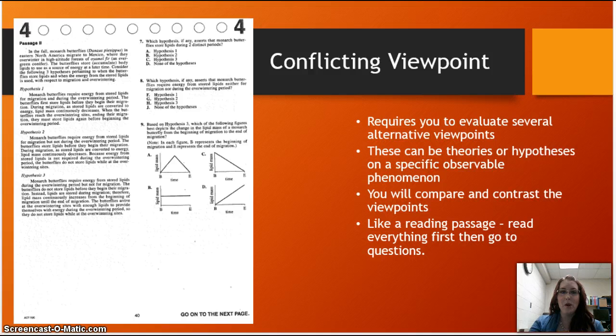Here's a conflicting viewpoint. Now, this is the hardest one. There's only 1 of these of the 7, and for one reason. You do not see a graph or a data table here. This is like a short reading passage. You're going to be presented with at least 2 conflicting viewpoints on some subject in science. Now, they're not going to agree, and you do not have to say who is correct, but you do have to read the whole passage. You need to underline important information and take notes in the margin before you go to the questions. Otherwise, it will take you way too much time on this one. So you will have to compare and contrast the viewpoints and show your understanding of them.